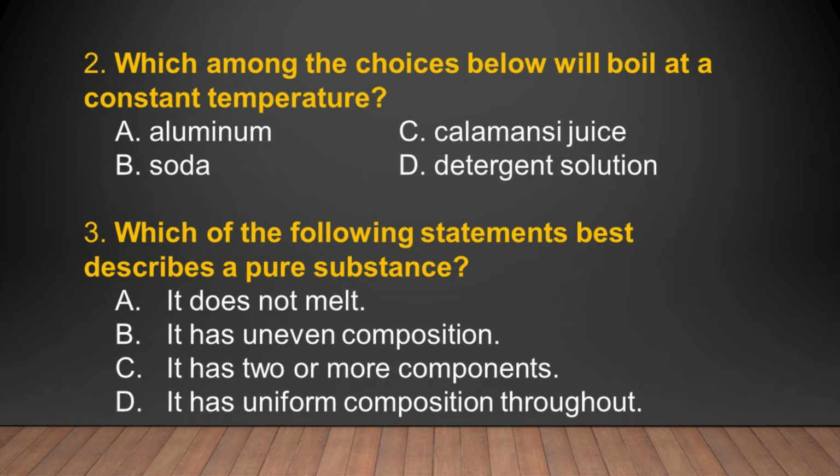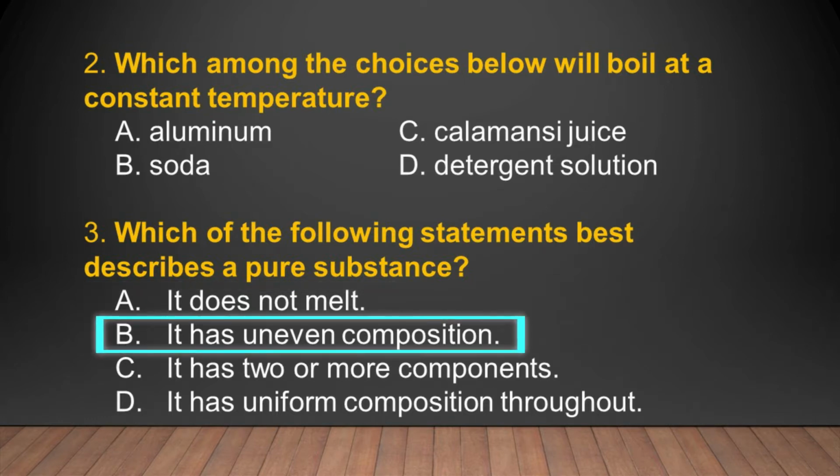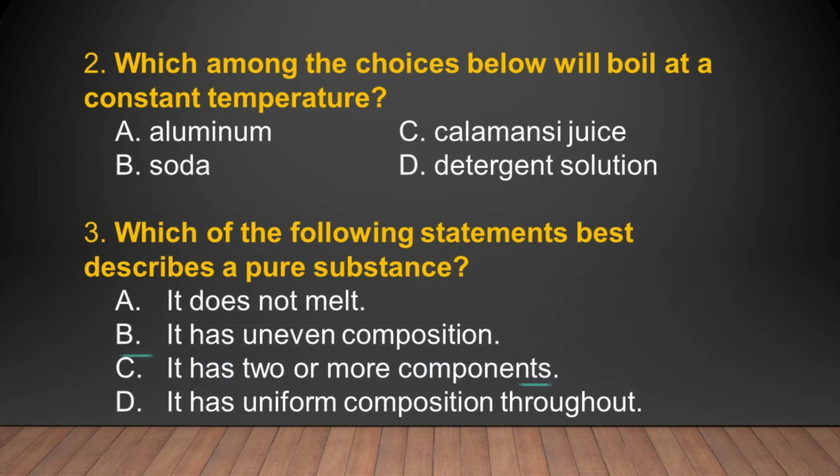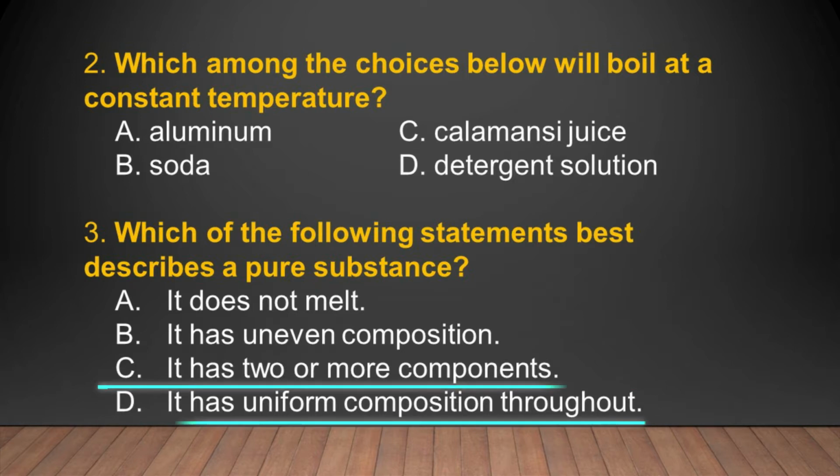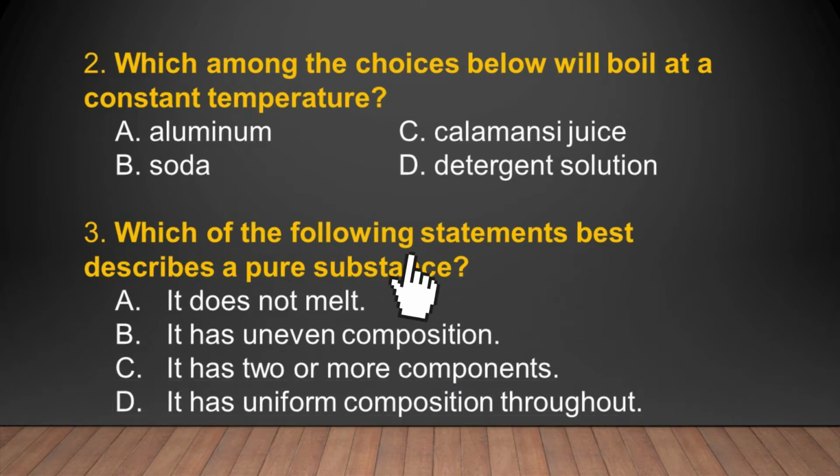Number 3. Which of the following statements best describes a pure substance? A. It does not melt. B. It has an even composition. C. It has 2 or more components. D. It has uniform composition throughout.